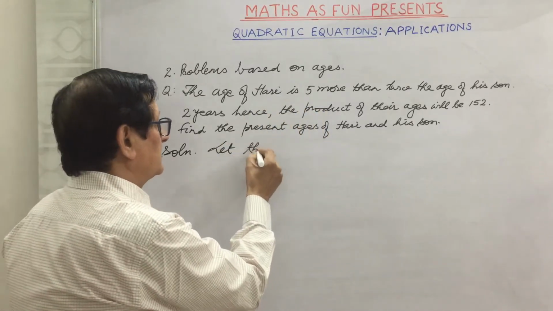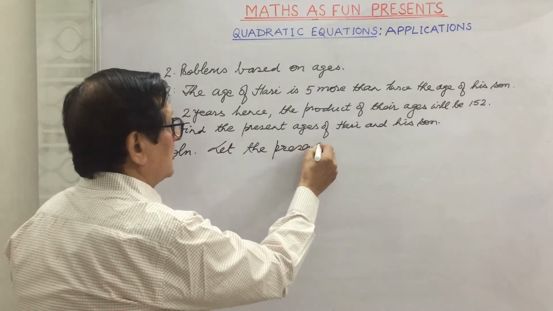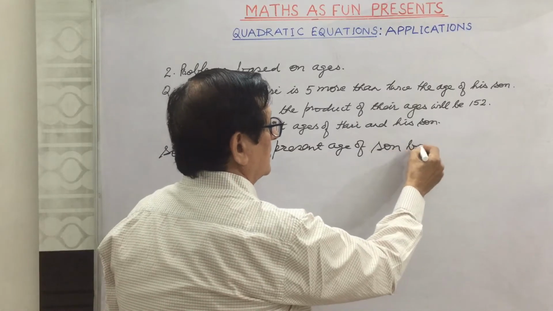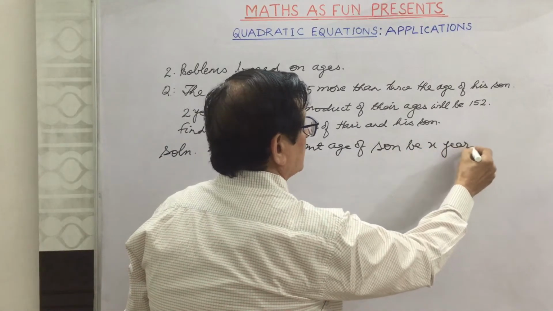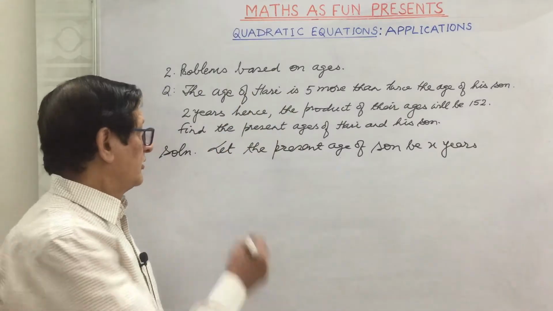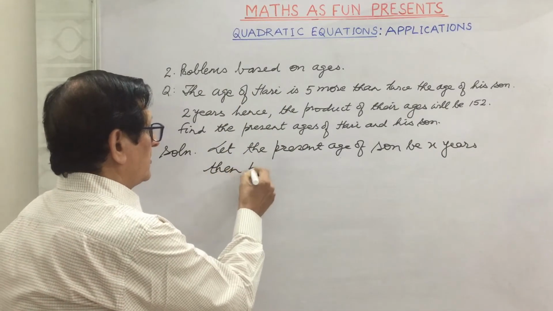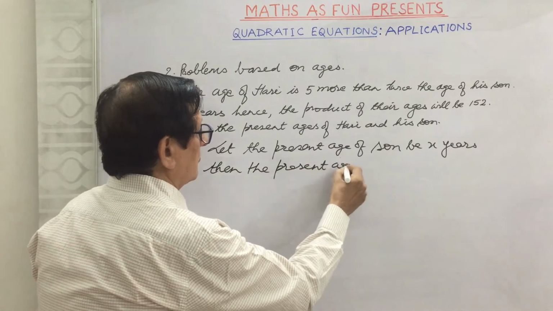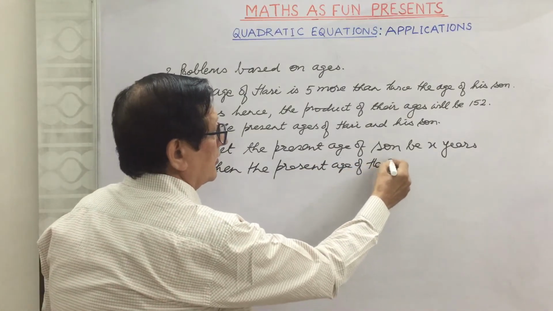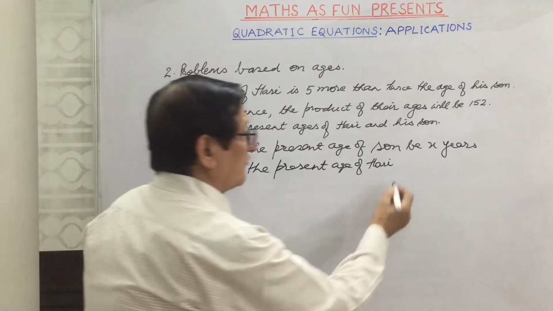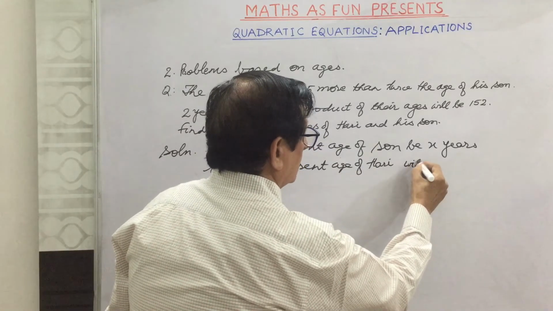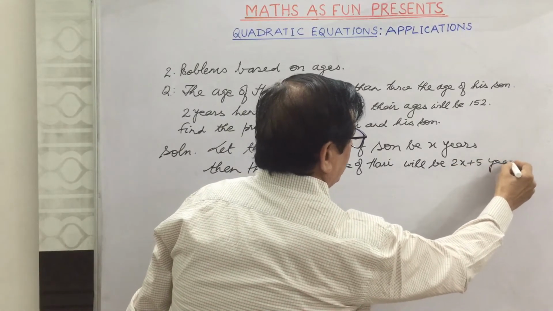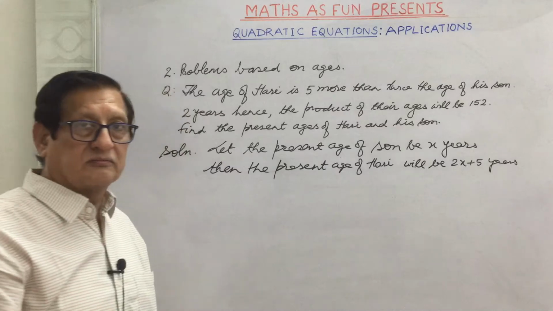So we write: let the present age of son be x years. Then the present age of Hari will be 2x plus 5 years, according to this.